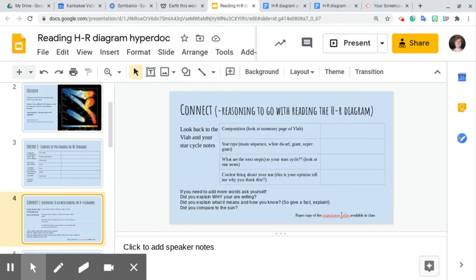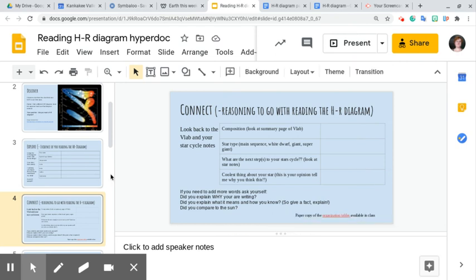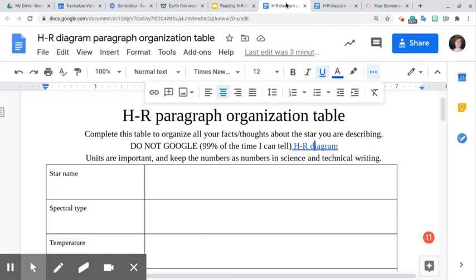If it's easier, there's a paper copy, there's an e-copy of this organizational table if you don't want to make a copy of this whole big slideshow. So here's the organizational table. And then because you might be working at home.